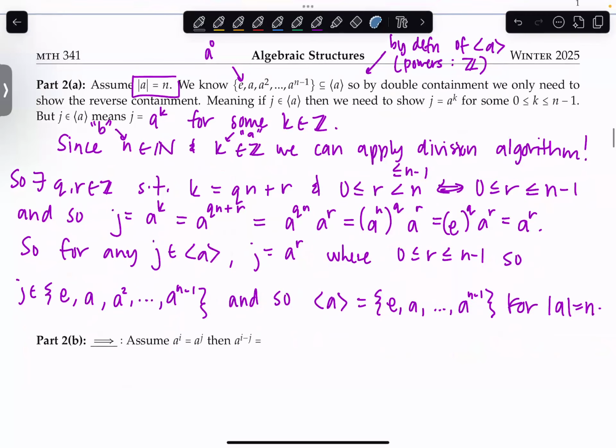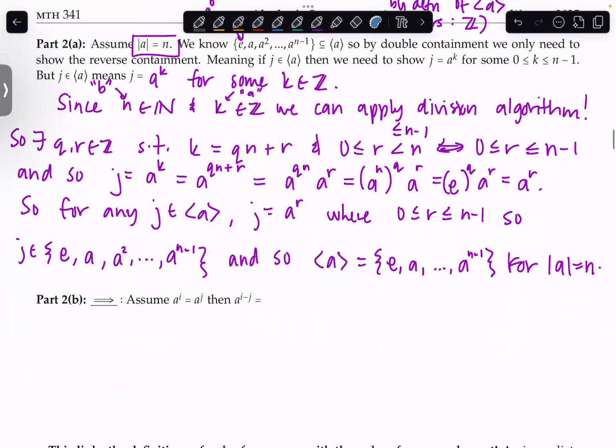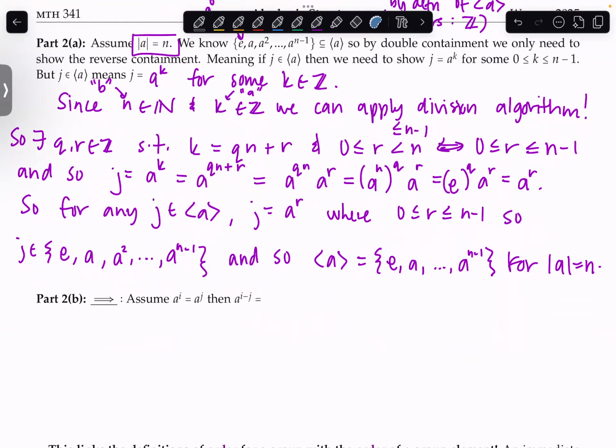Okay, so we're going to do part B of number 2, deciding when these powers of a give us back the same element. So we'll go in the forward direction. We'll assume a to these powers are the same, and we want to have some relationship between the powers i and j. So we'll start by thinking, just like we did last time, move one of my pieces over. So I'll get back the identity on the right-hand side.